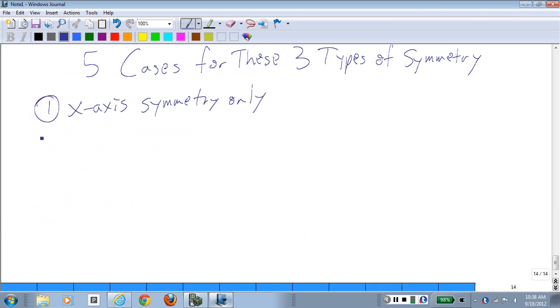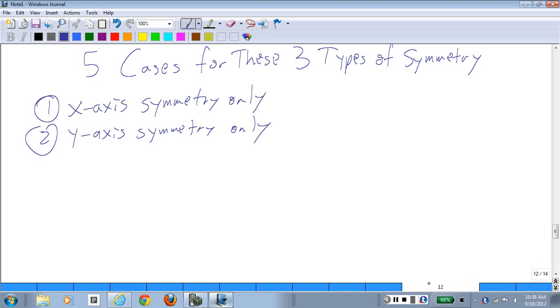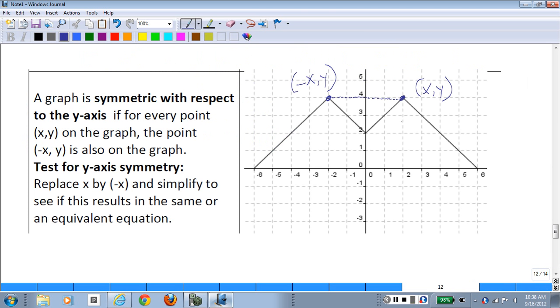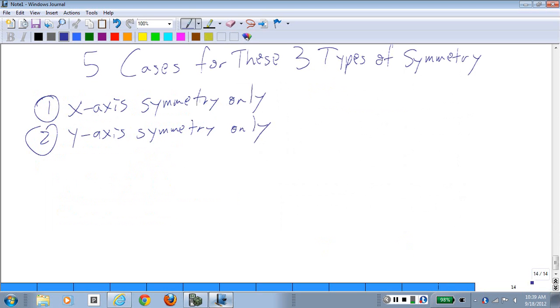2. A graph may have y-axis symmetry only. That is, have y-axis symmetry, but not x-axis symmetry or origin symmetry. And that picture is right there. This graph has y-axis symmetry. Does it have x-axis symmetry? No. Take this point. The image is nothing down there. So if you reflect about the x-axis, you get points that aren't there. And does it have origin symmetry? No, x, y does not have its image there about the origin. So y-axis symmetry only.